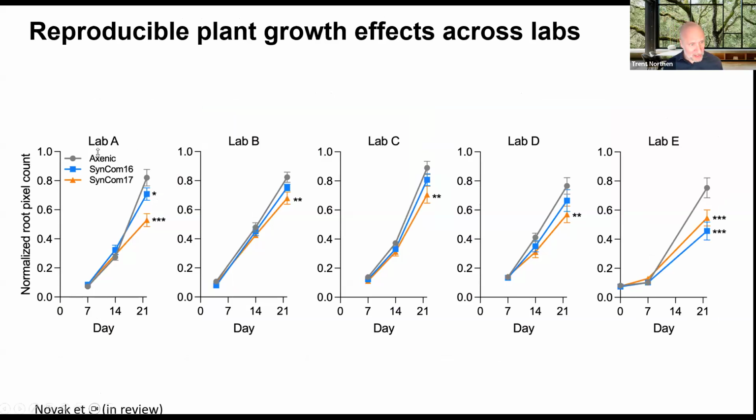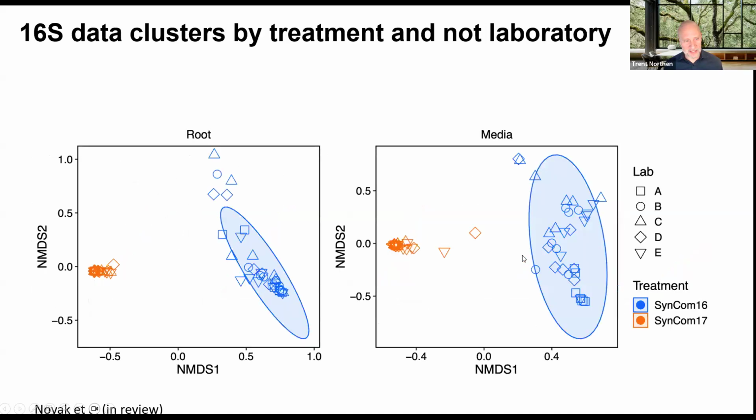And this is lab A, B, C, D, and E. And, first of all, the error bars are pretty small. So for plants, this is really good. I mean, plants are gigantic. They're very difficult to grow reproducibly. And we saw consistent decreases in the root length, assessed by the pixel ratio, with the 17-member community versus the axenic across all of them. So that was really nice to see.